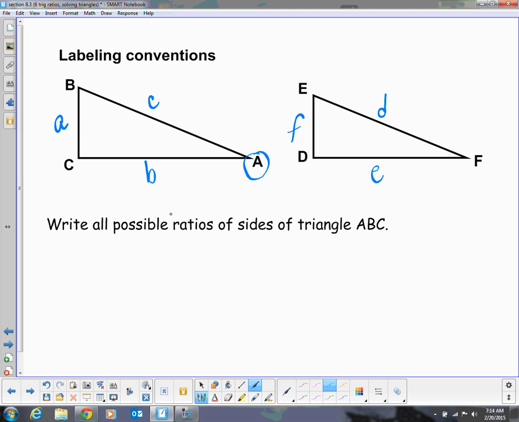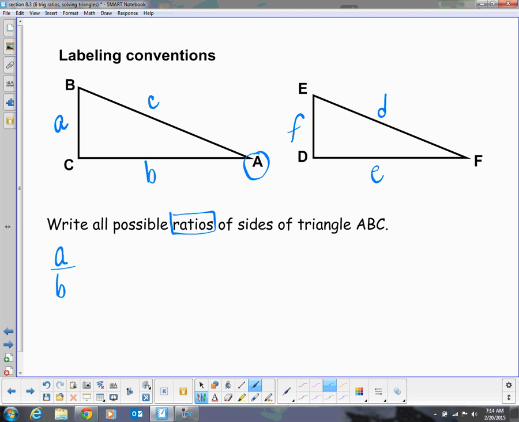So now I want you to write all possible ratios of the sides of triangle ABC. How could we put A, B, and C in fraction form? Is there going to be equivalence on it? A over, no, we don't put it over itself. Okay, we're working only in ABC.